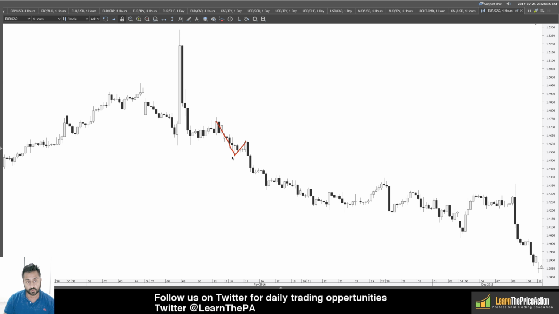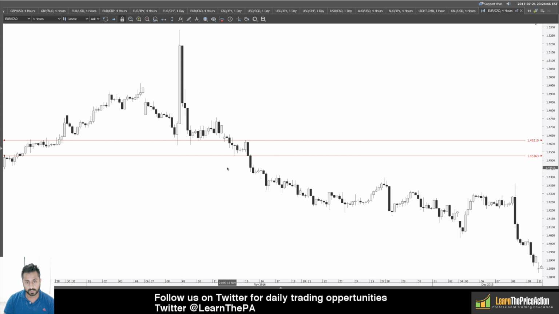Okay, so you draw your support. I'm just going to draw the support right here. That's the low, and that's the high. Okay, so as you can see, we were talking about how support and resistance are respected time and again. So as you can see right here, the market came here and it touched the past support, past resistance right here. Okay, so let's go further.